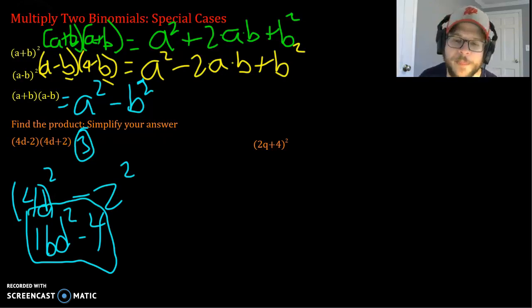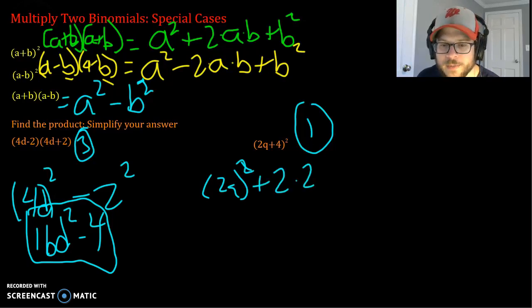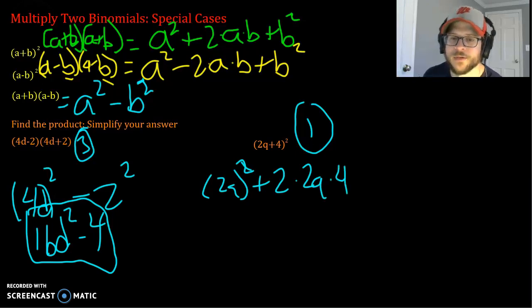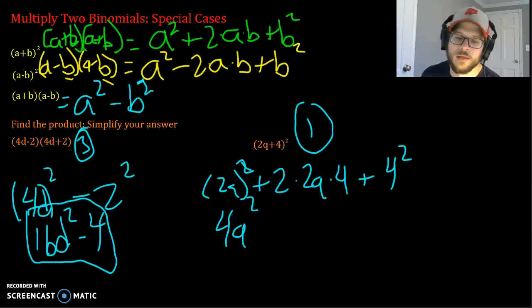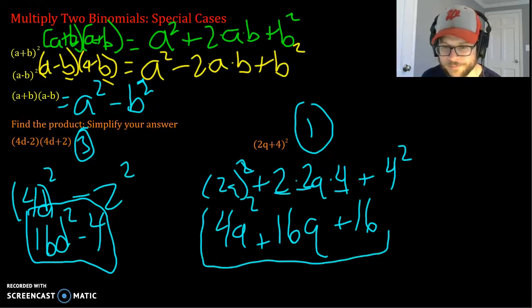Now for the second one, it's your first case because it's the exact same terms being added together. So we have to take our first term and square it. Then we take 2 times our first term times our second term. And then we take our last term and square it. So 2q squared becomes 4q squared. Then when we multiply 2 times 2 times 4, that gives us 16, and we still have the q. Then at the end, we have 4 squared, which is 16.